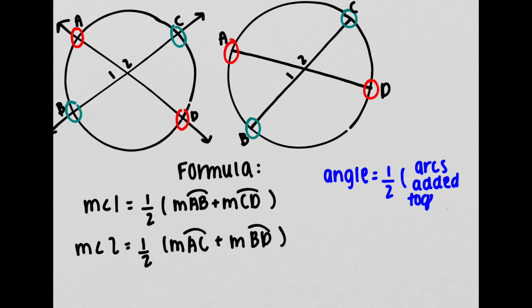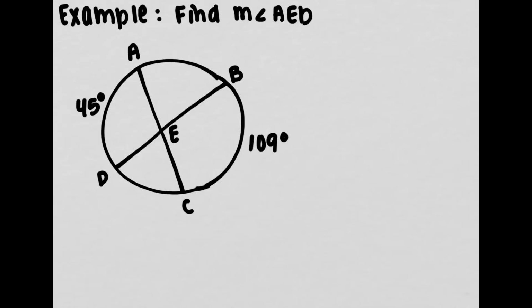So if the formula doesn't work for you and the words are better, that's fine. We're going to do some practice here in just a second. So in this example, make sure you do draw it, that way you know what you're referring to in your notes. I'm asking you to find the measure of angle AED. So I'm going to go ahead and highlight that here. So AED, that is this angle right here.